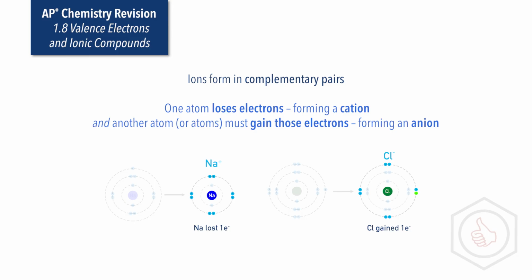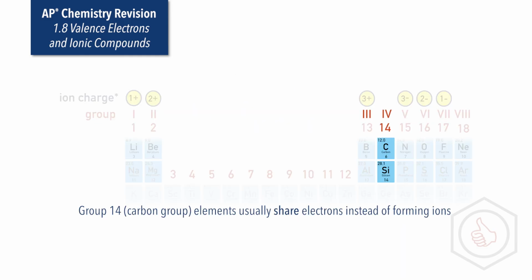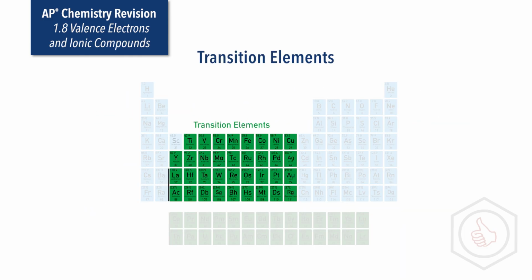Note that elements in Group 14 don't often form ions but instead share electrons. Transition metals are in the middle block of the periodic table and can form ions with multiple charges due to their electronic configurations involving d subshells.